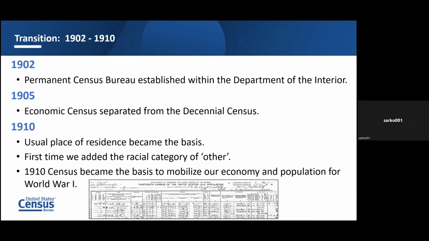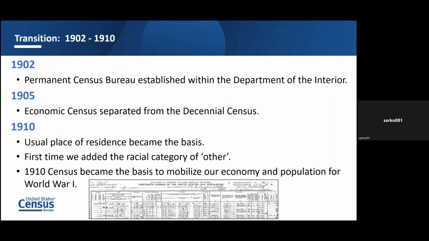In 1905, the economic census was separated from the decennial census. We were collecting so much information in the decennial that they decided to separate the economic census from the decennial. The economic census will be taken every 5 years in between the censuses, and that is as it remains today.